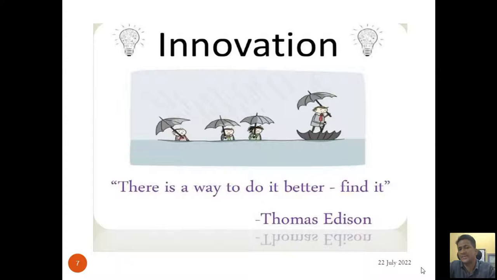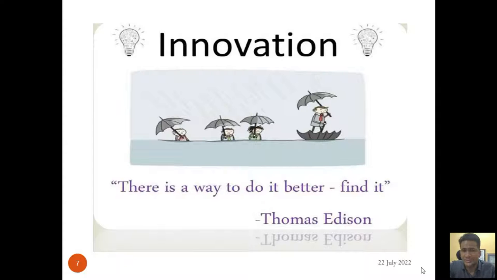You can say there is a way to do it better, to find the solution of the problem. So these are the statements from Thomas Edison. That means if we are doing innovation, that means there is a way.